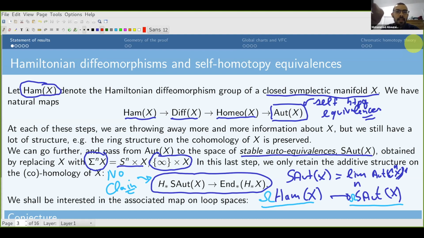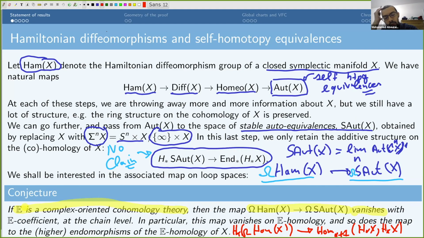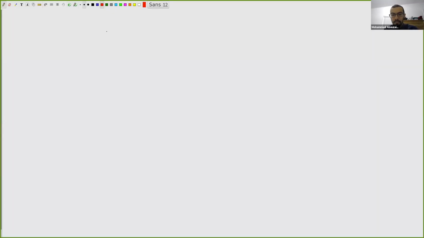Okay, so that's the conjecture. So what I want to explain is the input of this conjecture, the fact that there's a statement about complex-oriented cohomology theory. I want to say a few words about what that means. Then I will explain what we can prove, which is basically right now we can prove the pi zero part of it. And then I will say a few words about how you can interpret this, and then I will start discussing the proof.